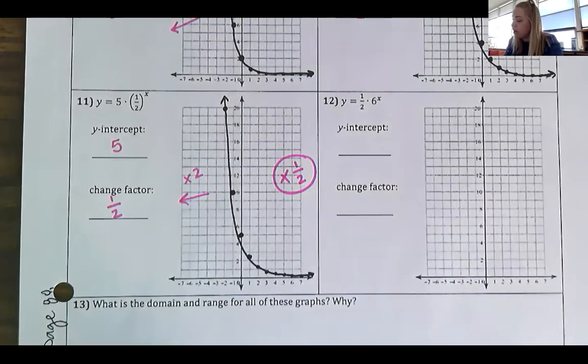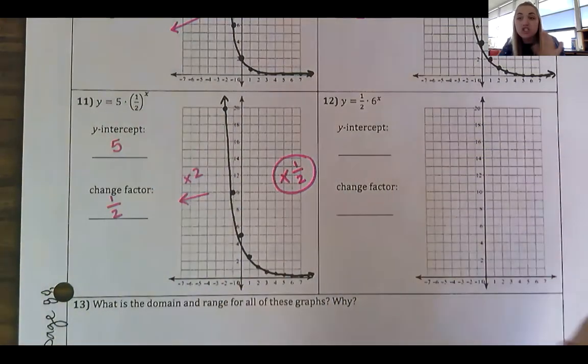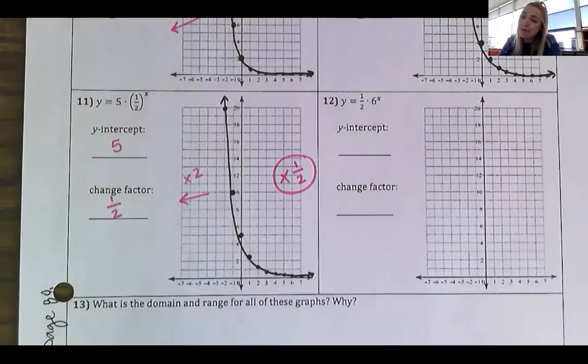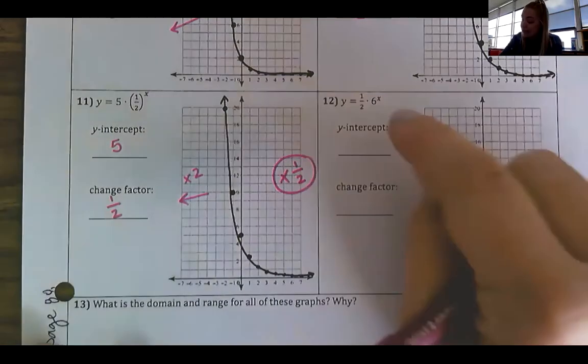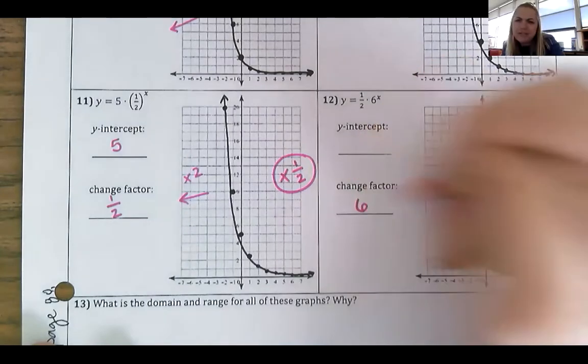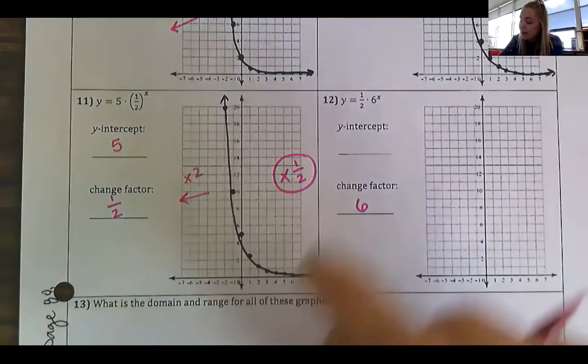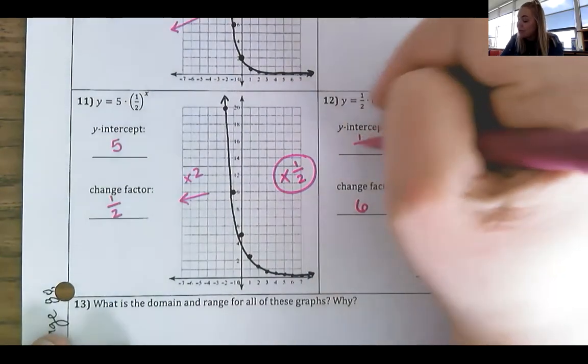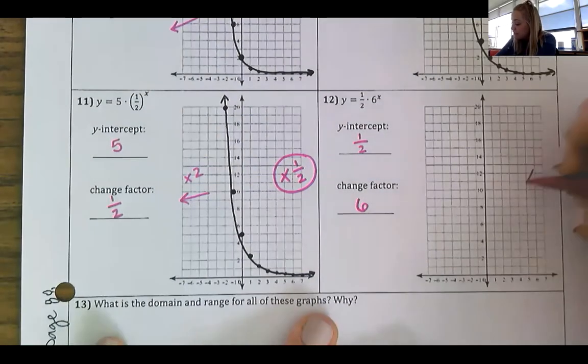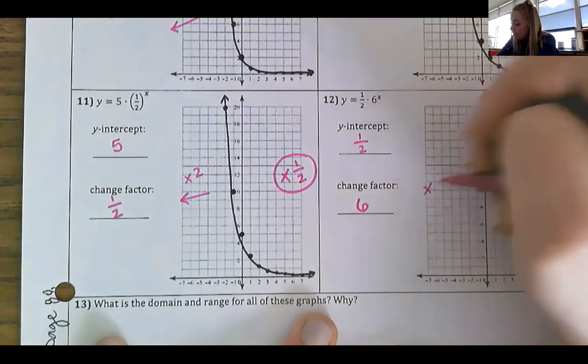Beautiful graphs. Okay, let's look at number 12. This one tricks you a little bit because remember, your change factor is always underneath the x. That is 6. Sometimes people think the change factor has to be the fraction one. Not true. That means my y-intercept is at 1/2. So I've got to put a change factor of 6 here, a change factor of 1/6 to the left.